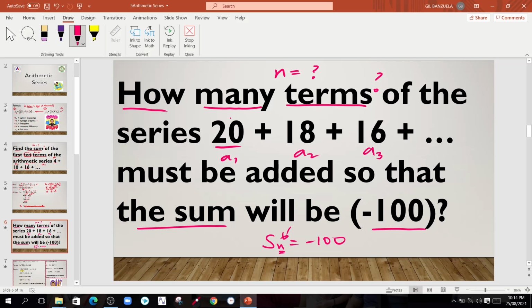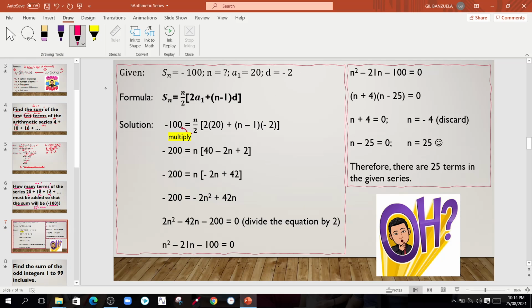So, kung mapapansin ninyo, yung sequence natin o yung series natin ay in decreasing format. So, 20, 18, 16. Pag-usapan natin yan. Anong mangyayari kapag ganyan? Okay.